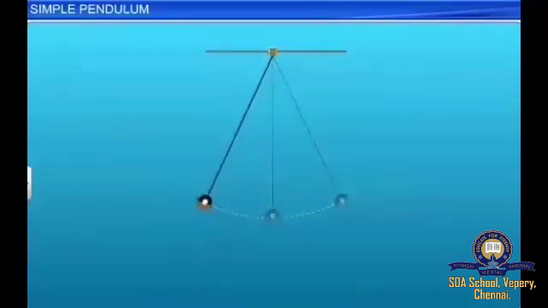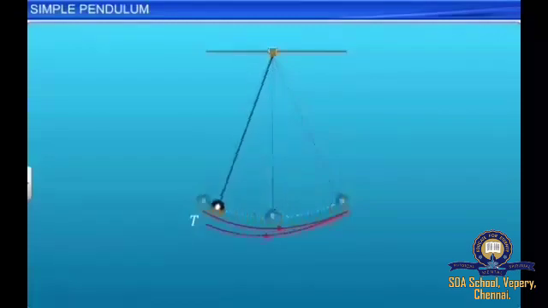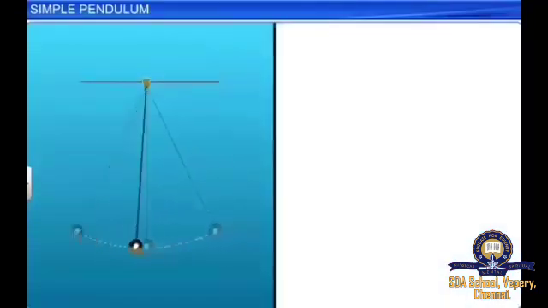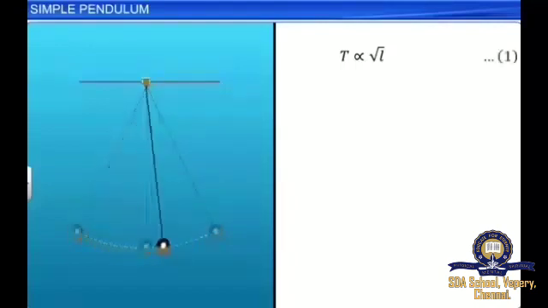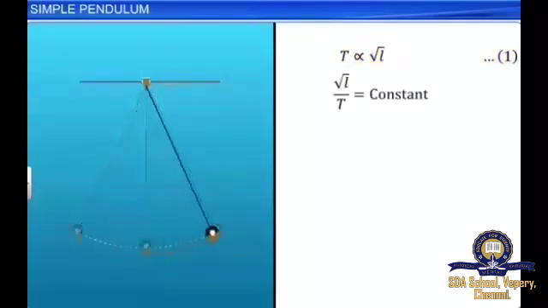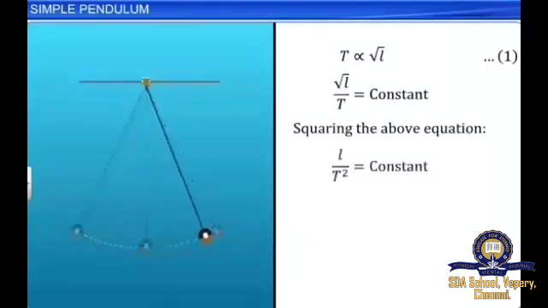The third law of the simple pendulum states that the time period of the oscillation of a simple pendulum is directly proportional to the square root of its length for a given place. That is, T is directly proportional to the square root of L. Let this equation be 1. Equation 1 can be written as square root of L by T is equal to constant. On squaring the equation, we get L by T square is equal to constant.